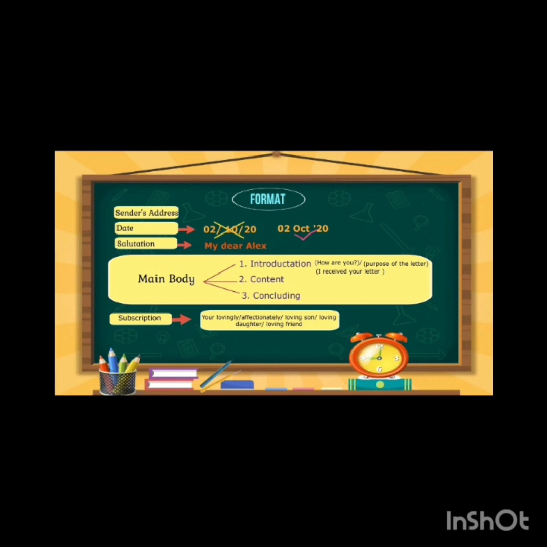So I hope you all have understood what a formal letter is and what an informal letter is. A formal letter we use only for school, college and office purposes. But an informal letter we can write to our friends, family and relatives. So students, understand the difference between a formal letter and an informal letter.